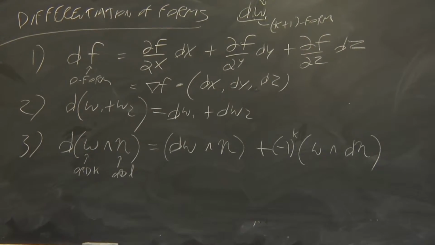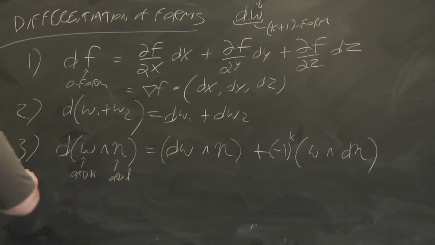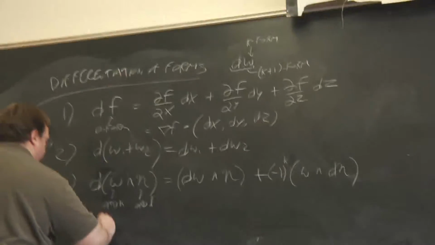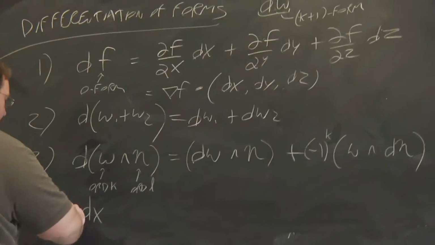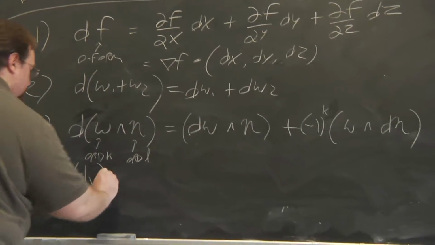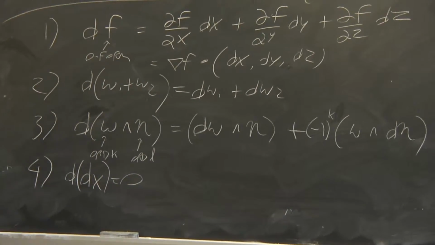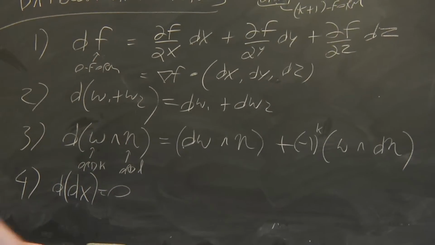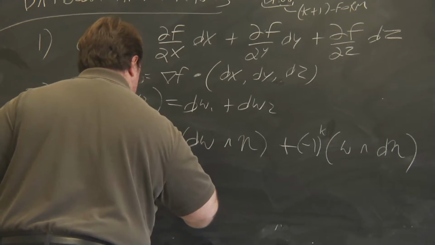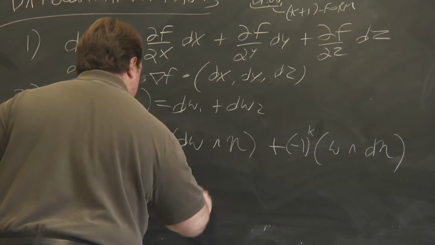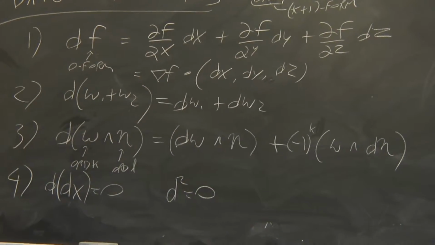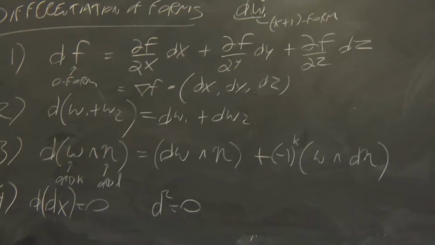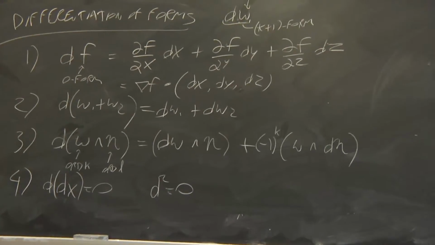And then finally, one that simplifies things quite a bit. Anytime you have a basic one form, like a dx, the derivative of that is 0. Same thing for dy, dz. So in other words, d squared is always 0. You can't apply it twice to the same basic entity.